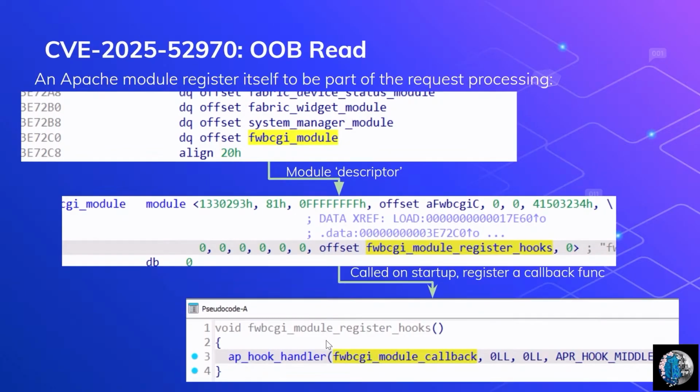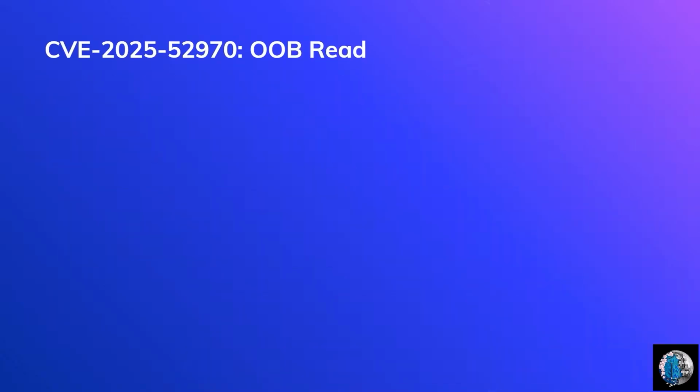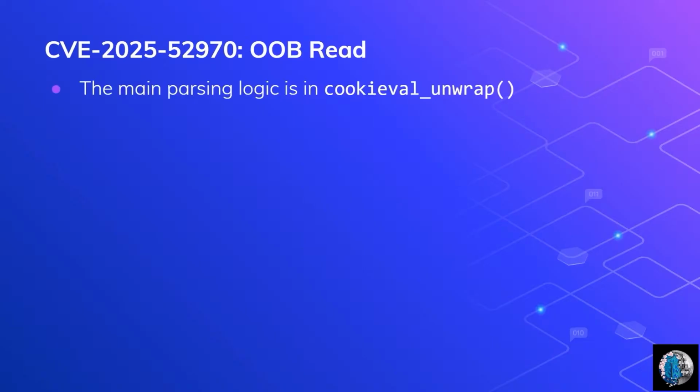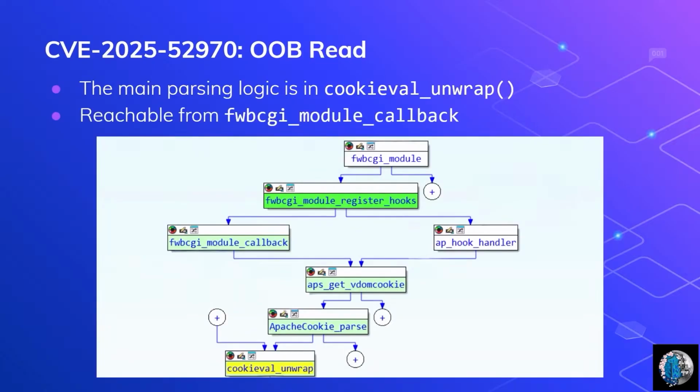What it does is register a callback function. And from that moment on, Apache will know that every time there's an incoming request, Apache will trigger this callback written by Fortinet developers. So let's look at what is inside that handler, right? The main parsing logic is in cookie_val_unwrap, and it's reachable from our callback that we saw in the previous slide. You can see here, this is the module structure, all the way to register hooks, and it sinks down all the way to cookie_val_unwrap.